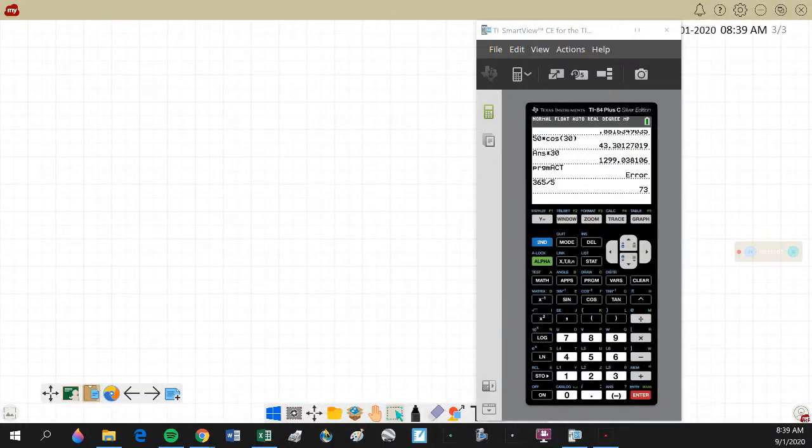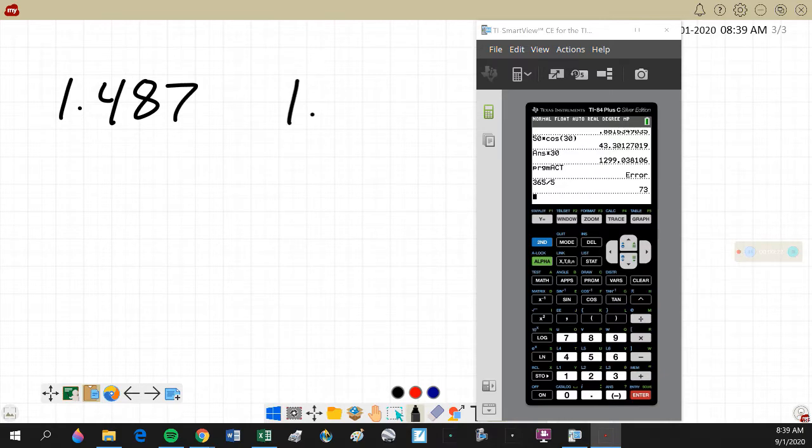We are working on 1.3 in ALEKS today, and it has to do with ordering fractions and decimals. So, if I had 1.487 and I had 1.47699, which one of those is bigger? So how do we know that it's the one on the left?